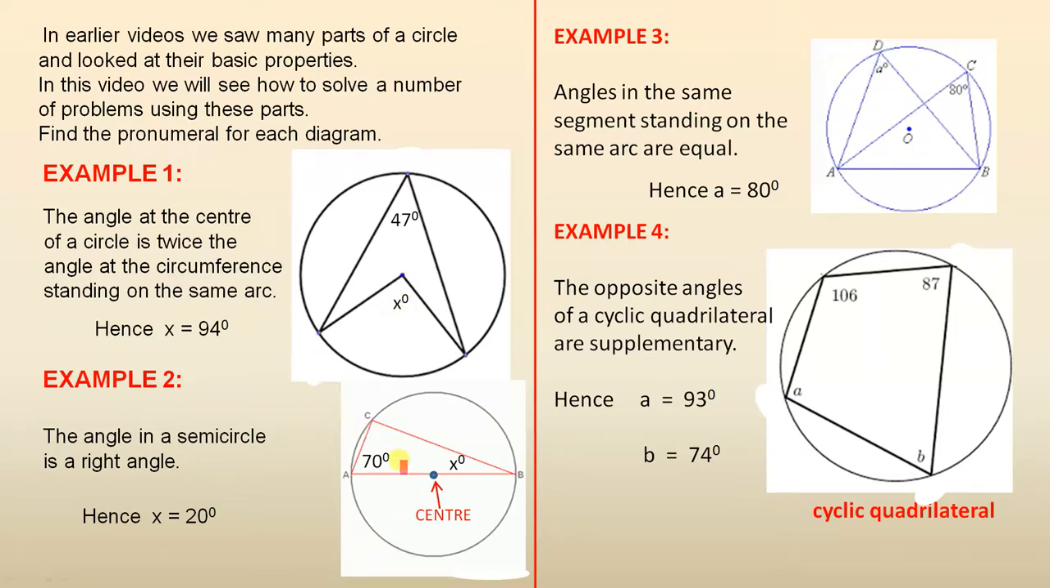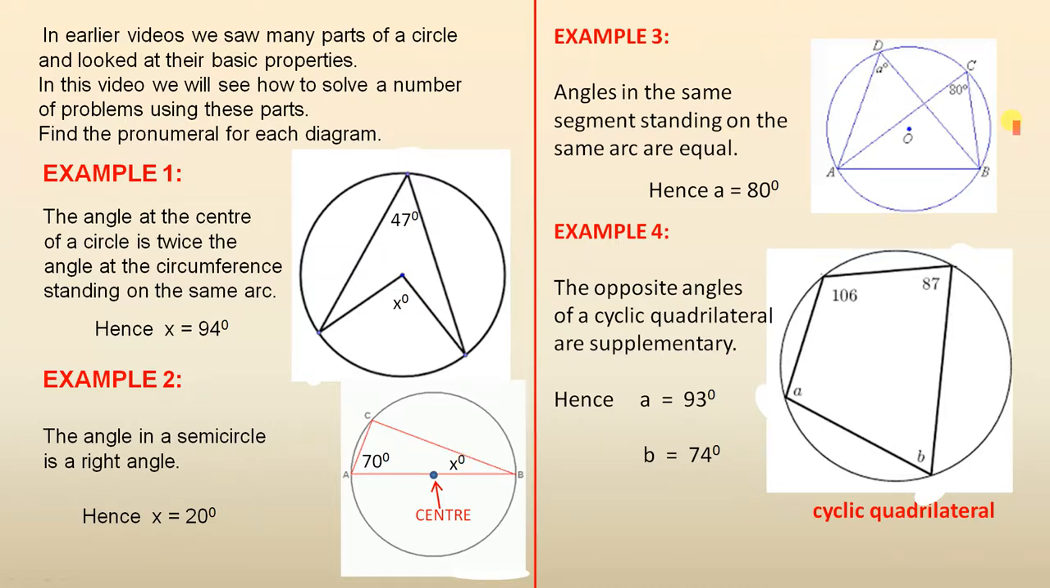Example 2. If we see this diagram here, now that's the diameter, there is the center of the circle, and here is a triangle in that semicircle there. Now the rule says the angle in a semicircle is a right angle. So they're referring to that angle there. So when you have this construction, this angle here is a right angle. So if that's 70, therefore x is 20 degrees.